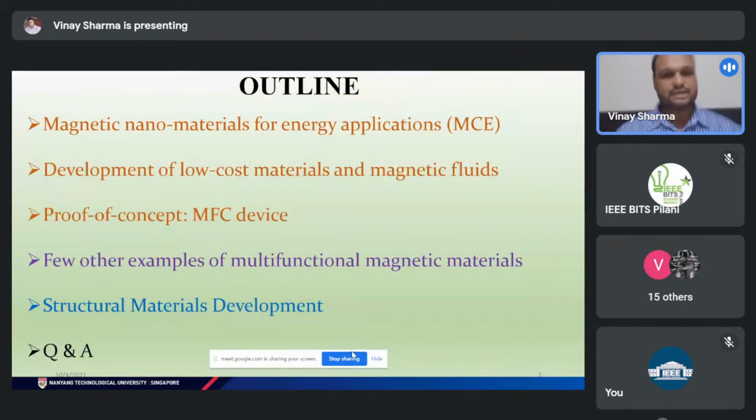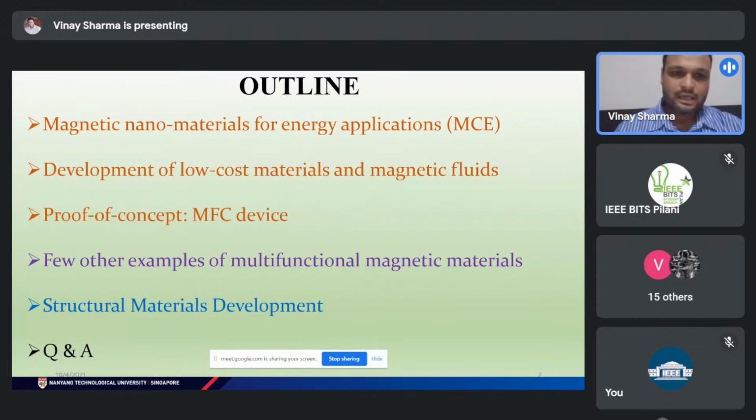So let's get started. The outline is that I'll first speak on magnetic nanomaterials for energy applications. Since I believe most of you are from the nanotechnology or material science branch, there are various applications where nanomaterials can be used, from medical fields to the semiconductor field to energy. My title is mainly focused on energy applications, and one reason is that I did my PhD in the field of renewable energies.